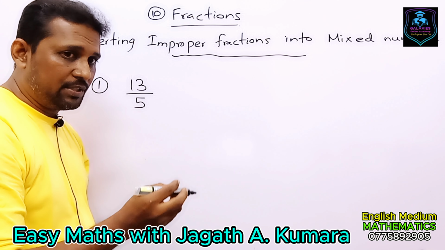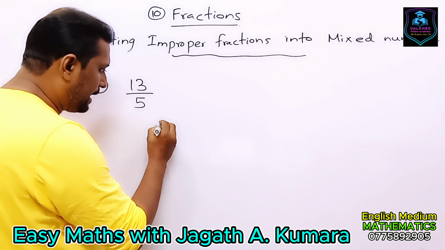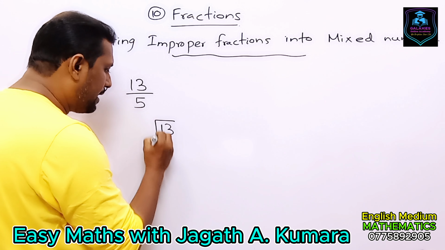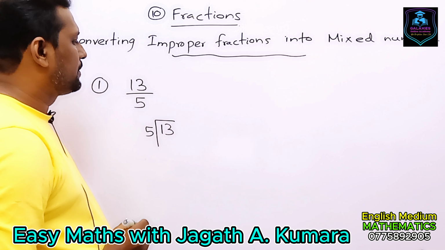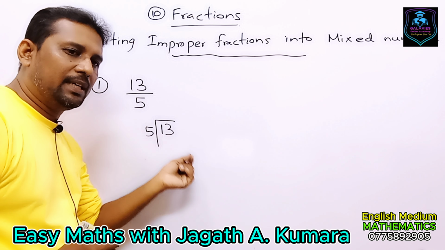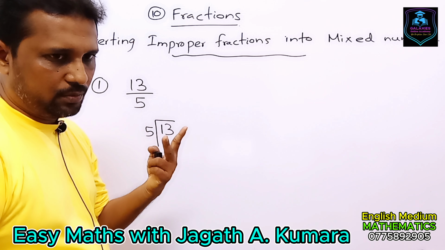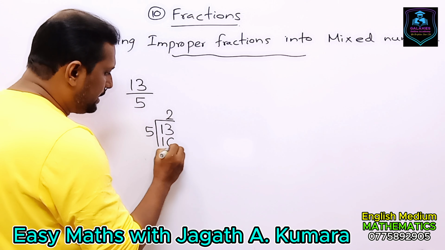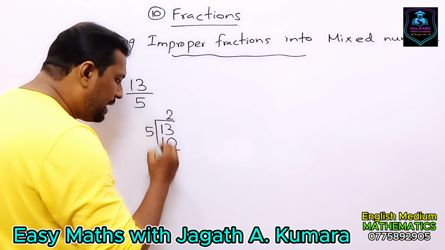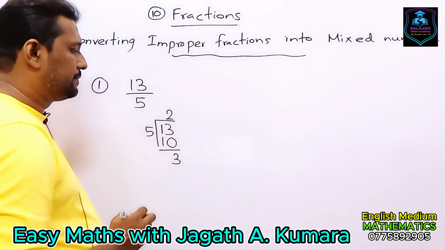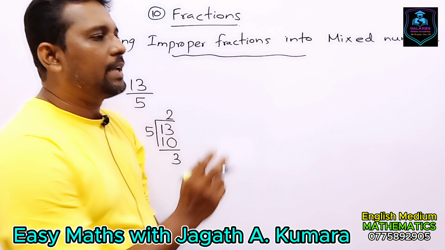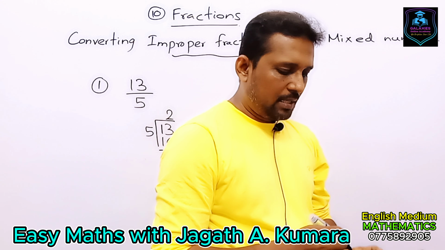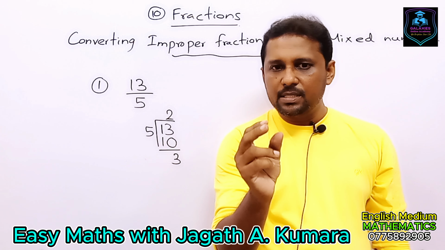Using the long division method, you can divide it. 13 divided by 5. How many 5s in 13? 2. 2 times 5 is 10. What is the remaining value? 3. Can you tell me, when you write a mixed number, how many numbers you have to use?